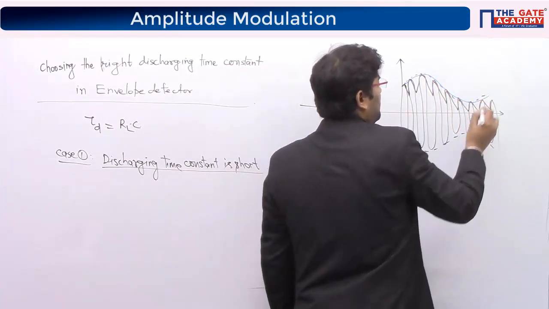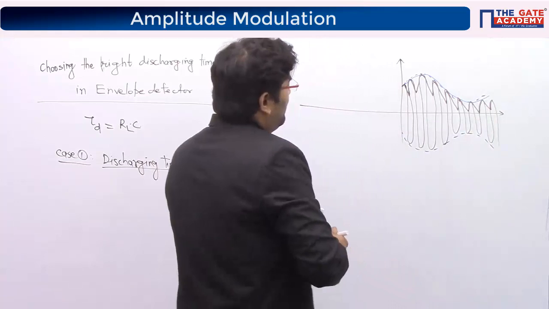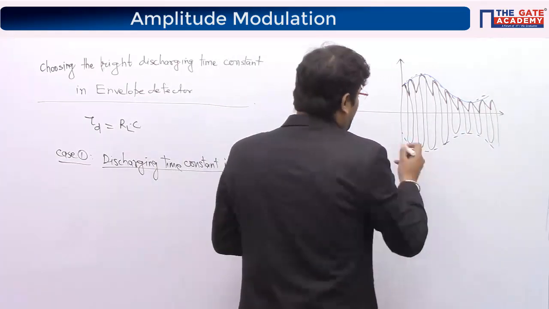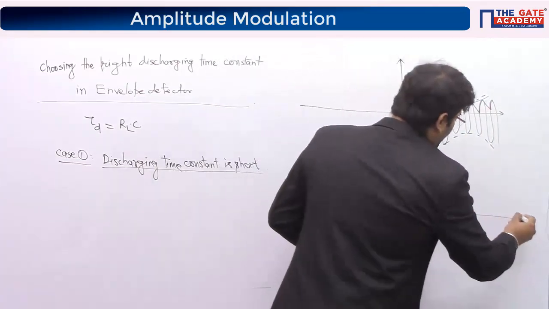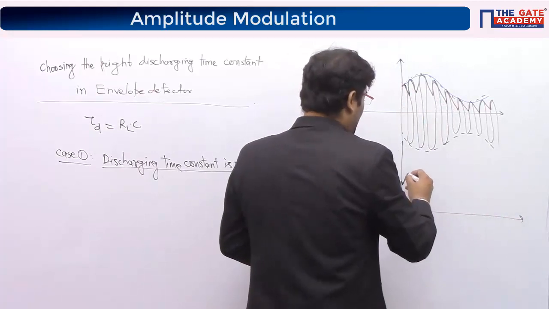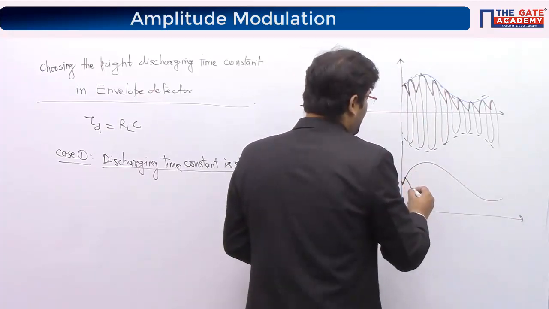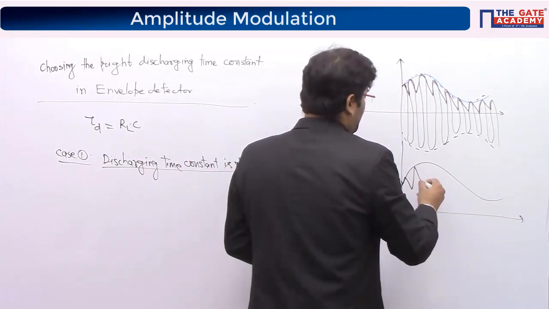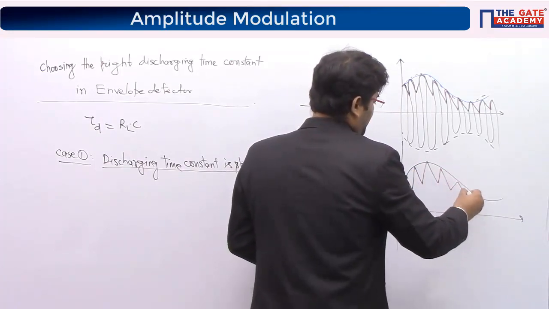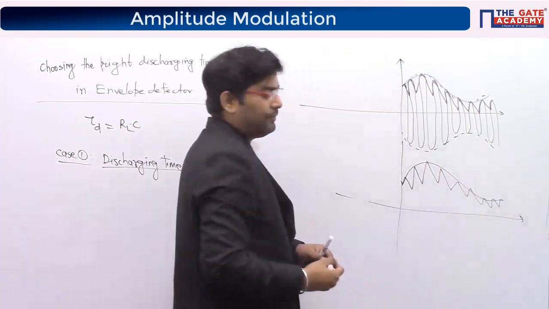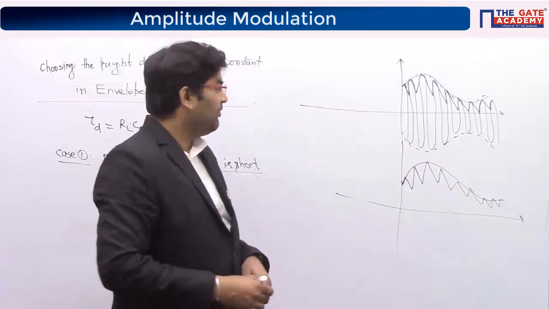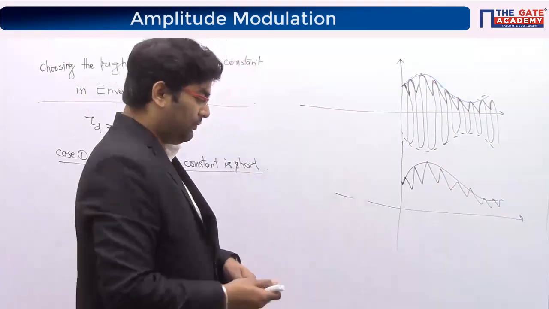See? So what is the output you get? You are supposed to get this. You wanted this, but what did you get? You got something like this. Yes or no, guys? That is when the discharging time constant is short.